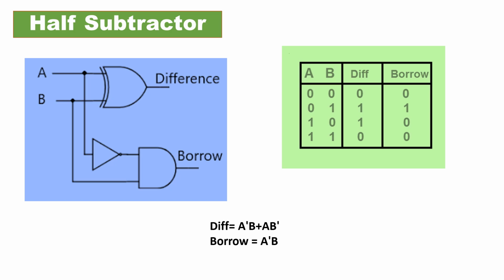The half subtractor does not account for any borrow that might come from a previous stage when subtracting multi-bit numbers. For multi-bit subtraction, a full subtractor is required. For instance, if you need to subtract numbers that are larger than 1 bit, the borrow from the previous bit should be considered. And this is where the half subtractor's limitations become clear.